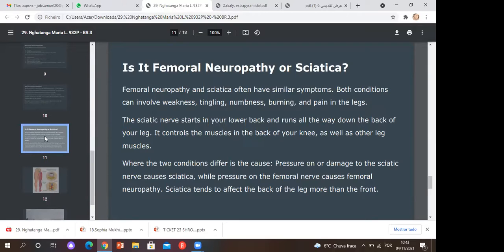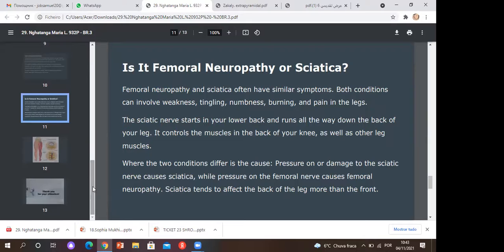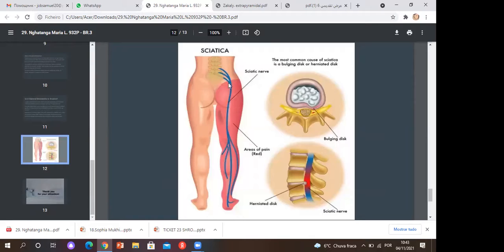Sciatica tends to affect the back of the leg more than the front. So you'll know the difference because sciatica affects the back of the leg more, because the sciatic nerve is on the posterior side of the leg. It starts in the lumbar region and runs down the back of the leg. That's sciatica. But femoral neuropathy affects the front part of the leg. So that's how you will know the difference. Once you feel the symptoms in the front part of the leg more and not at the back, then you know it's femoral neuropathy. But if you feel the symptoms in the back of the leg and not the front, then you can say it's sciatica.